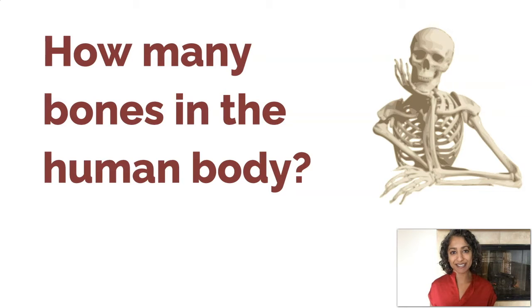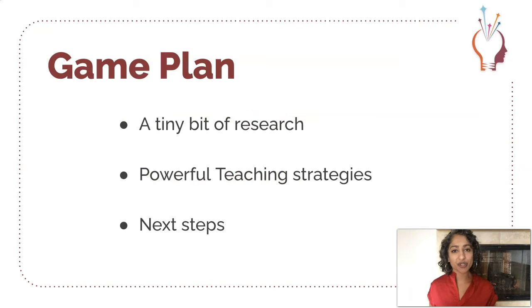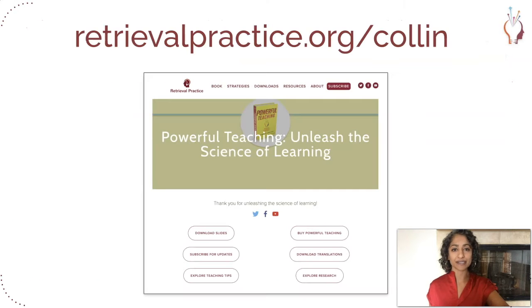And the correct answer is 206. We each have about 206 bones in our body. So I just like starting off with that trivia fact to think about teaching and learning for ourselves and for our students. Today, I'd like to share just a tiny bit of research from cognitive science, but I really want to focus on the research-based teaching strategies, what that looks like for us in our classrooms every day, and then also next steps. How can we move beyond one and done? How can we ensure that we implement these teaching strategies effectively for us and for our students?